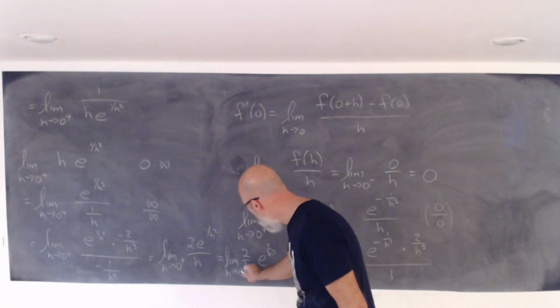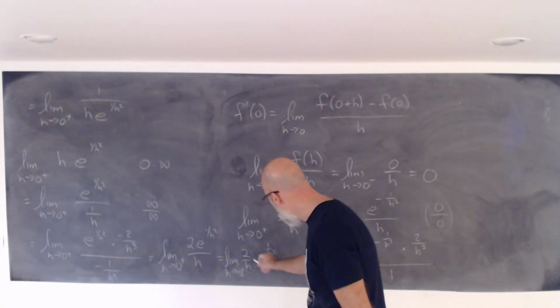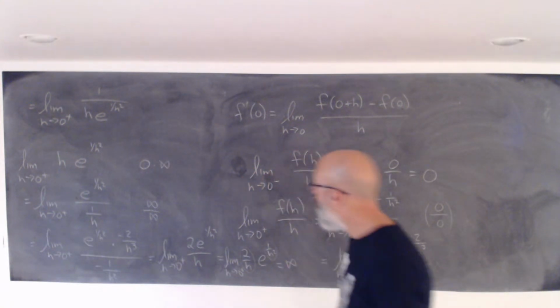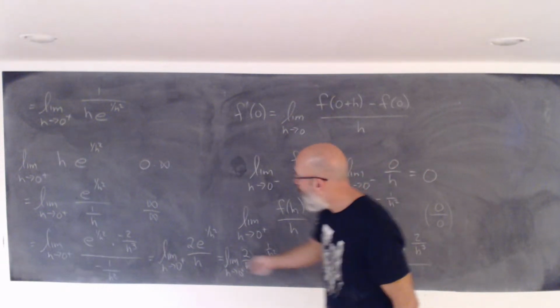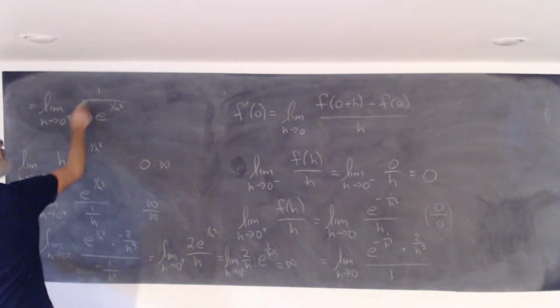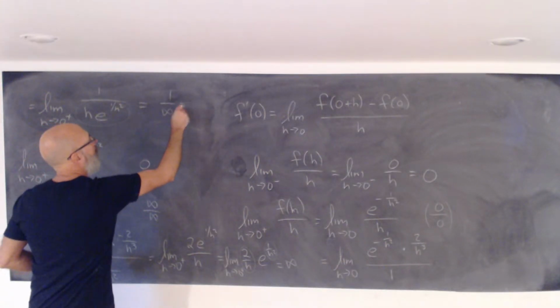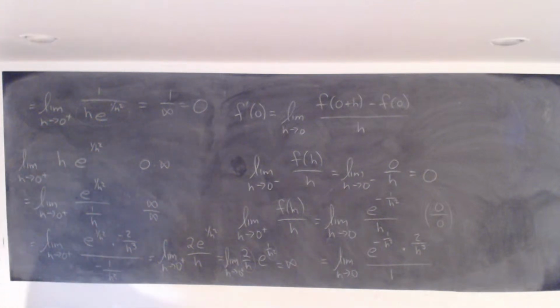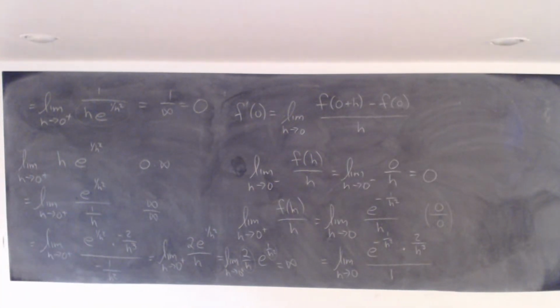As h goes to 0 from the right, this goes to infinity. This goes to infinity. e to the infinity is infinity. So the whole thing is infinity. Here we go. So this business goes to infinity. 1 over infinity is 0. Got it? So the derivative is 0 at 0.